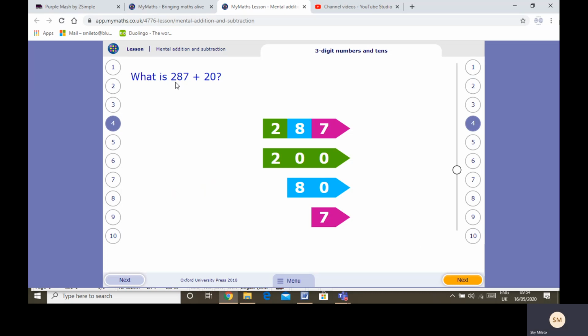So if you look at 287 plus 20, count on 20 from 287. 297. Oh, can I do 10 plus 7? No, it must move into the hundreds column. So it must be 307.